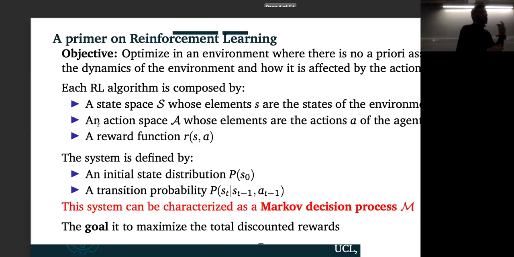So a reinforcement learning algorithm is composed of a state space where the elements are the states of the environment. This can be continuous or discrete variables. An action space, which are the actions of the agent, and a reward function that tells you what your reward is if you are in state S and you take action A. And the system is defined as a Markov process by an initial state distribution and a transition probability, which depends, of course, on the past state and on your action. And the goal is to maximize or minimize, whatever, the total discounted reward. You have some discount factor, and then you want to maximize your reward.